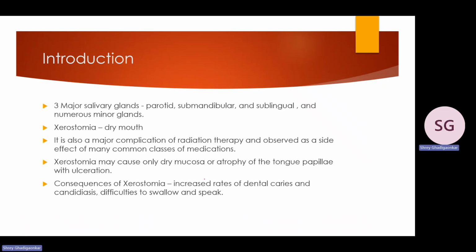Right. So regarding the introduction, you want to start off with salivary glands. Like, what are they basically? They secrete saliva, and there are three major salivary glands. The first one is the parotid gland, which is the largest. Then you have the submandibular gland and the sublingual gland, and you also have several numerous minor glands as well.